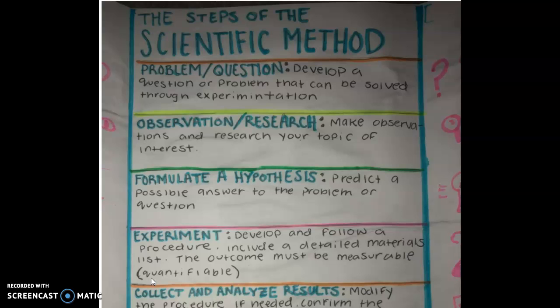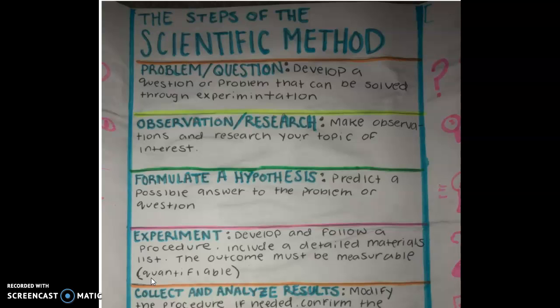The next step is formulating a hypothesis, and in this step you're going to be predicting the possible answer to the problem or question that you came up with in the first step. So in that first step you came up with a question, and in this step you're going to be trying to predict or make an observation about what that question's answer is going to be after the experiment. So you're going to come up with, is it going to do this, is it going to do that, and try to figure it out for yourself before we've even done the experiment.